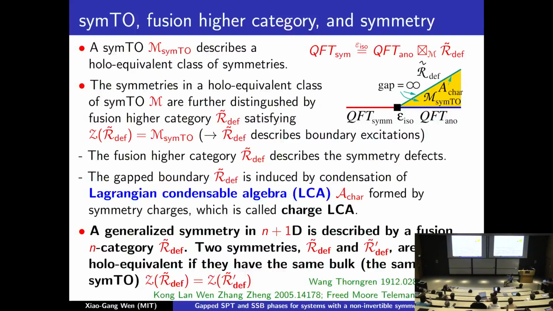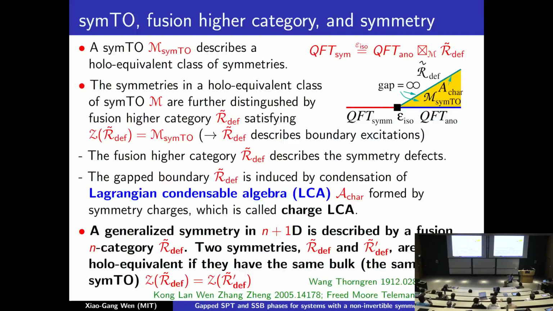But this boundary is a fusion higher category in higher dimension. Therefore, the generalized symmetry, say in D plus 1 dimension, is described by the fusion n-category. And this fusion n-category describes the excitations on this gapped boundary, and those excitations on the boundary physically correspond to the symmetry defects, the domain walls in the symmetry breaking phase. So those are the excitations described by this defect, so it really describes symmetry defects.